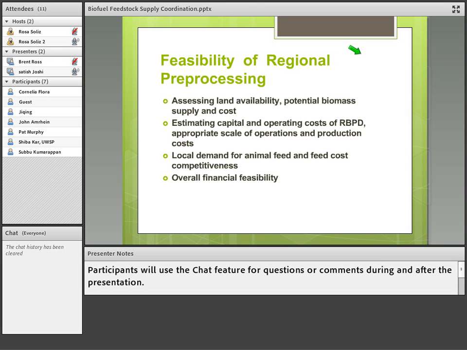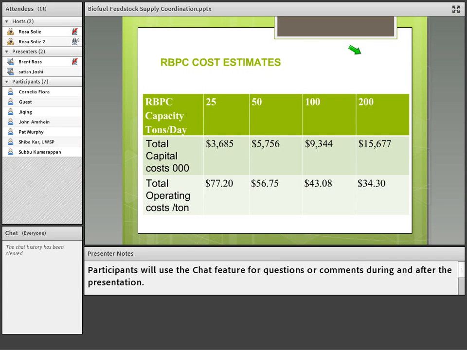We have developed, with chemical engineers at MSU, some simple spreadsheet models for assessing the operating costs and capital costs of RBPCs at different scales. For example, an RBPC with 25 tons per day capacity will have a capital cost of about $3.6 million, and operating costs to convert it into animal feed and biorefinery feedstock will be about $77 per ton. Compared to that, 200 tons per day capacity will cost about $15 million, but the operating costs will come down to about $34 per ton. So you can scale it up. That spreadsheet model is available.